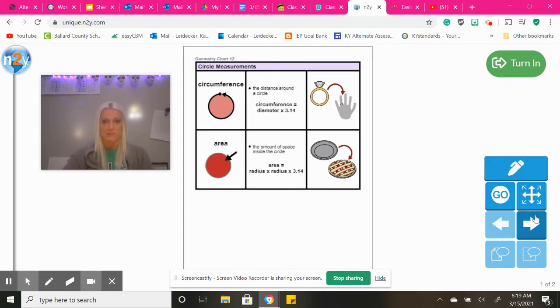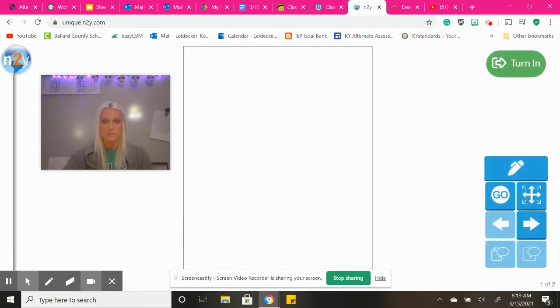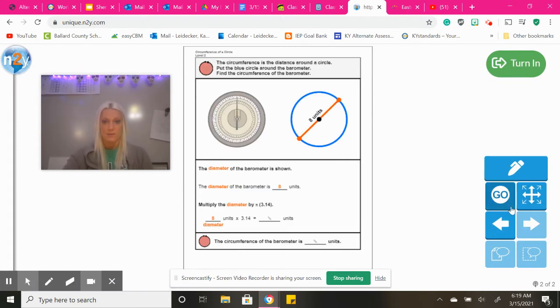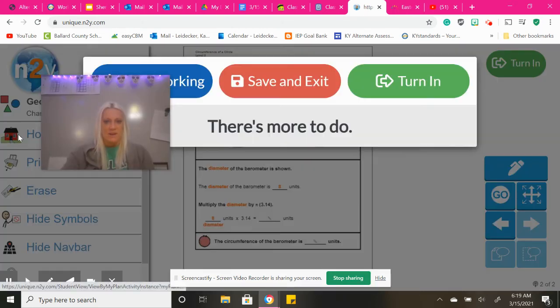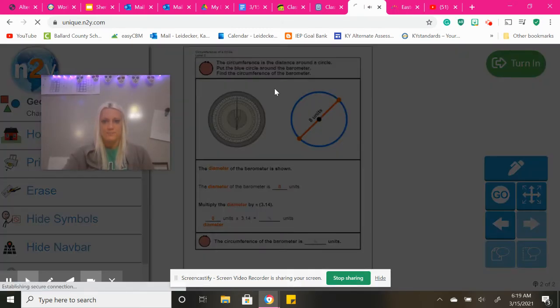Again, measuring the circumference and the area. So same as before, you measure. The diameter is 8 units. So you do 8 units times 3.14, which is your pi, and that gives you the circumference of the circle in units.